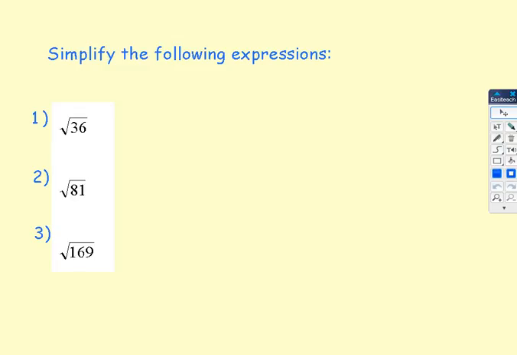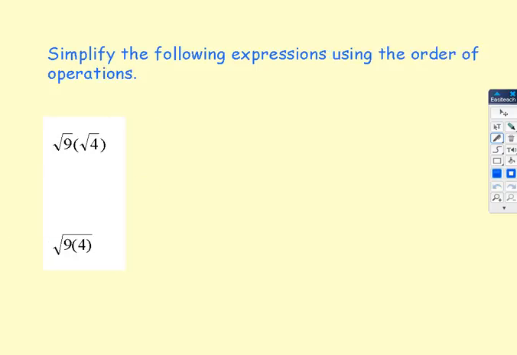Okay, we're going to start simply, simplifying the following expressions, and these are radical expressions. We know how to do this. We've done this before, so do this pretty quickly. Square root of 36, I simplify it. It's 6. Square root of 81, I simplify it, it's 9. Square root of 169, simplify that, that's 13. Okay, we already know that.